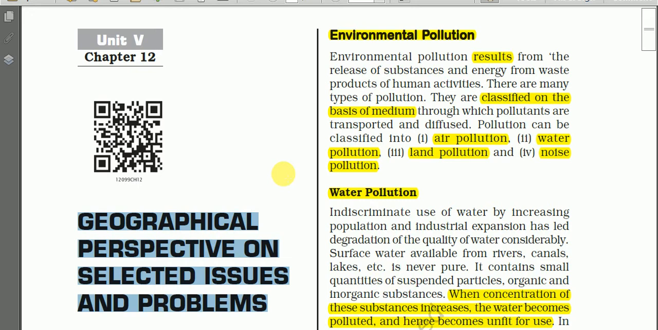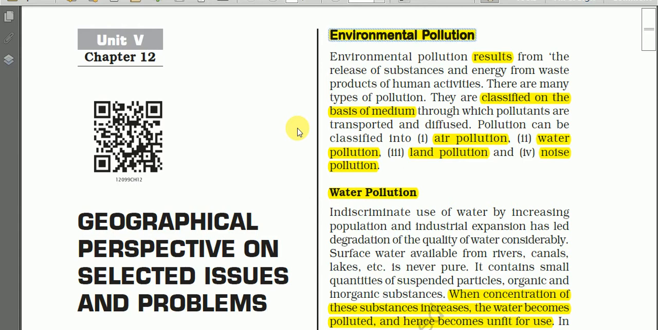Okay, see here, perspective means a way of regarding situations or topics, or in other words we can say view. Okay, geographical views on selected issues and problems. Now let us start. We shall start discussion on environmental pollution, different types of environmental pollution. So what do you mean by this term environmental pollution?